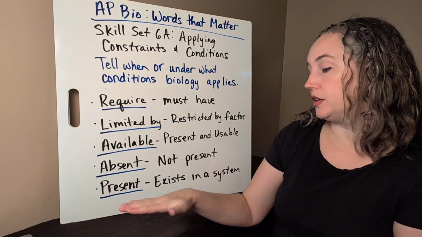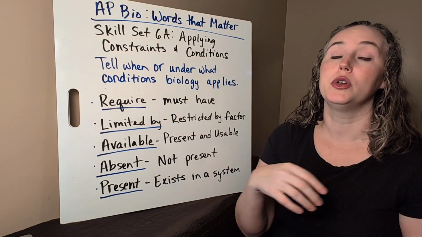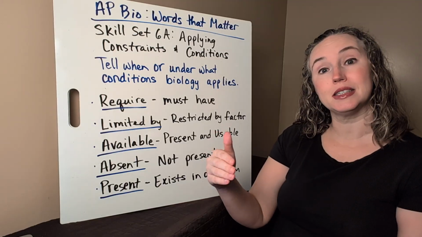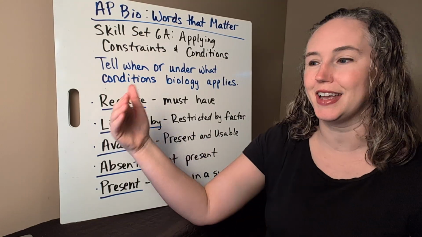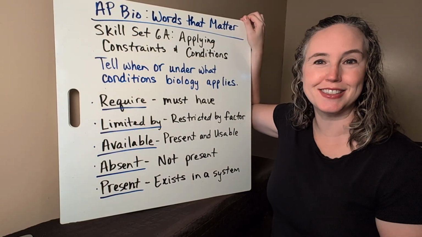But in AP Bio, that means it's existing in the system. So you could say when glucose is present, cellular respiration can proceed. And those are the first 5 words in the skill set.